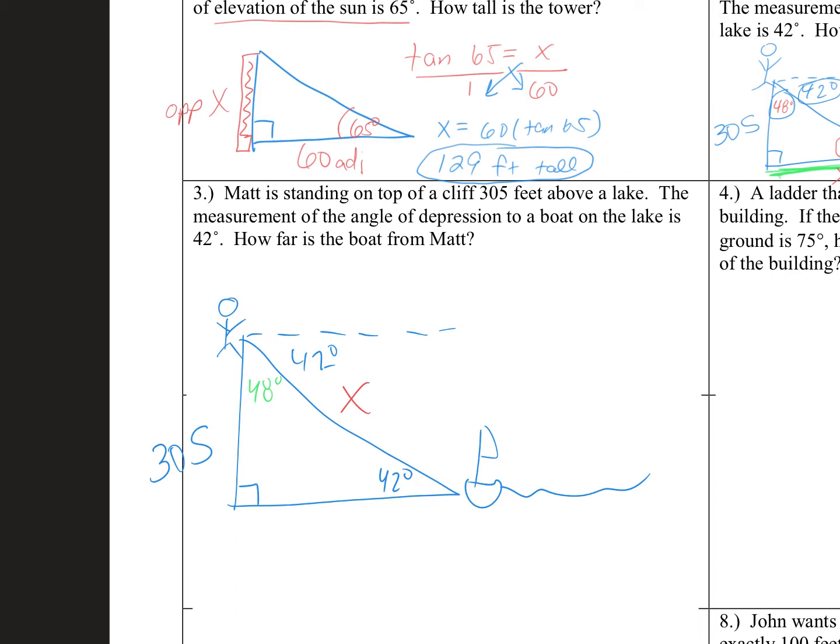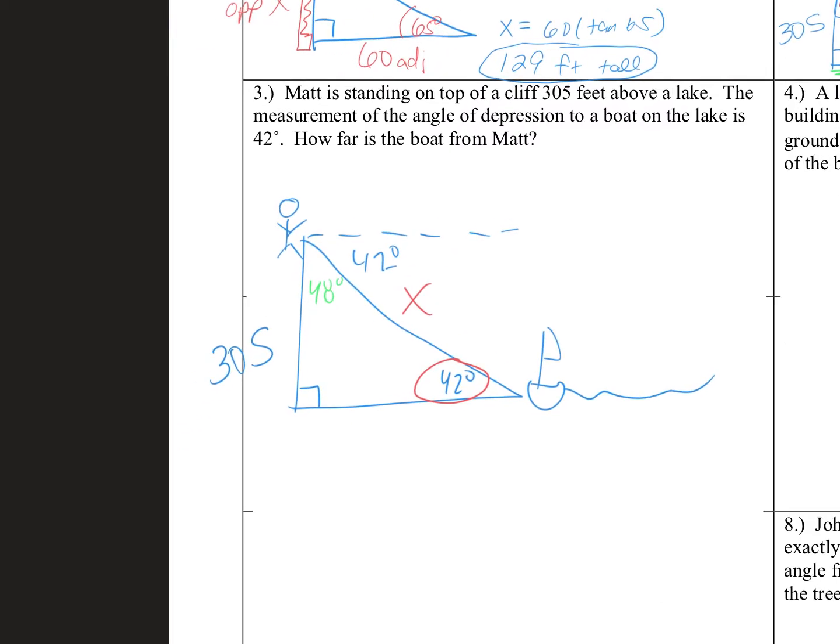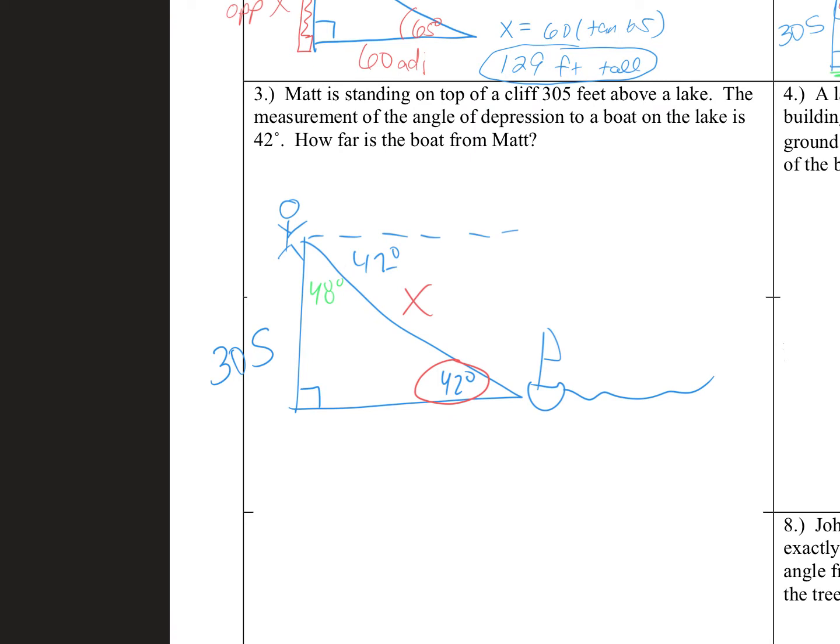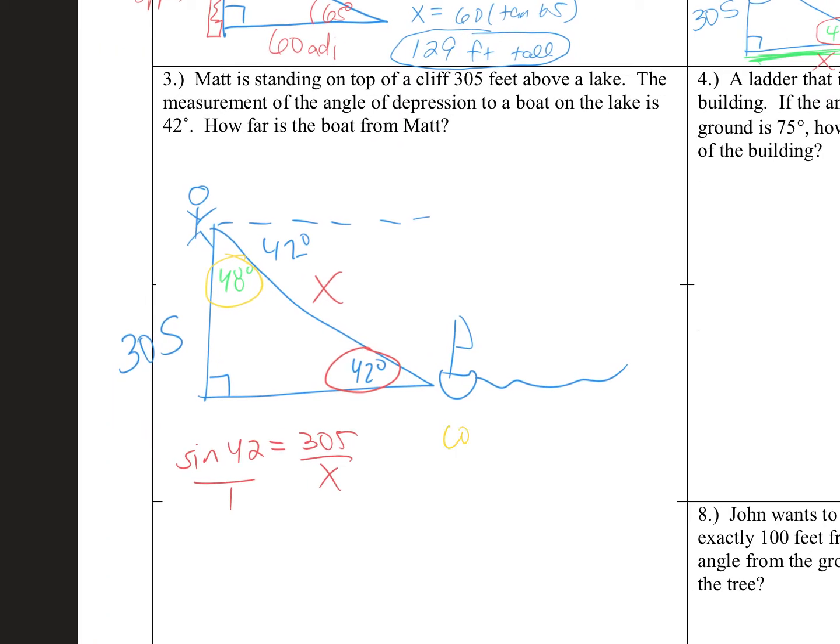So in this case, if I use 42 as my theta, what trig function would I use? I would say sine of 42 equals 305 over x, right? Well, what if I use 48? Cosine of 48 equals 305 over x. You guys agree? Now, either or, it doesn't matter. You can do either one, but you get the same answer. So it's like a choose your own adventure. You can do whatever you want.